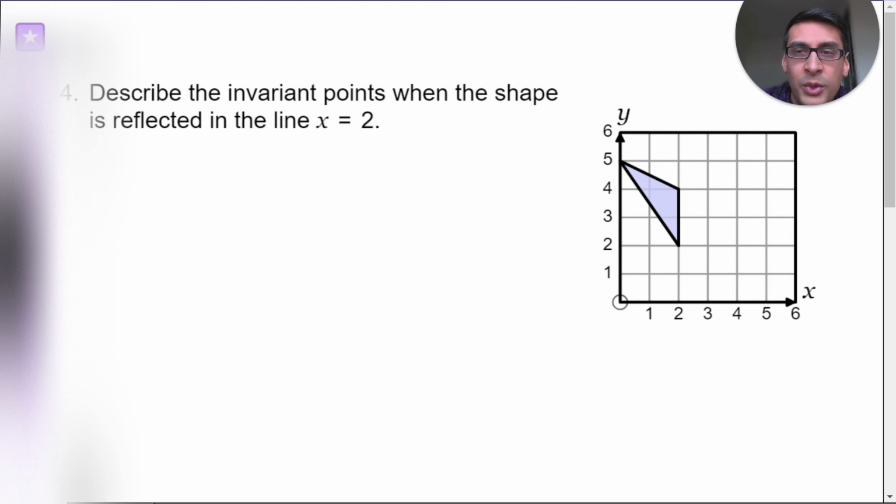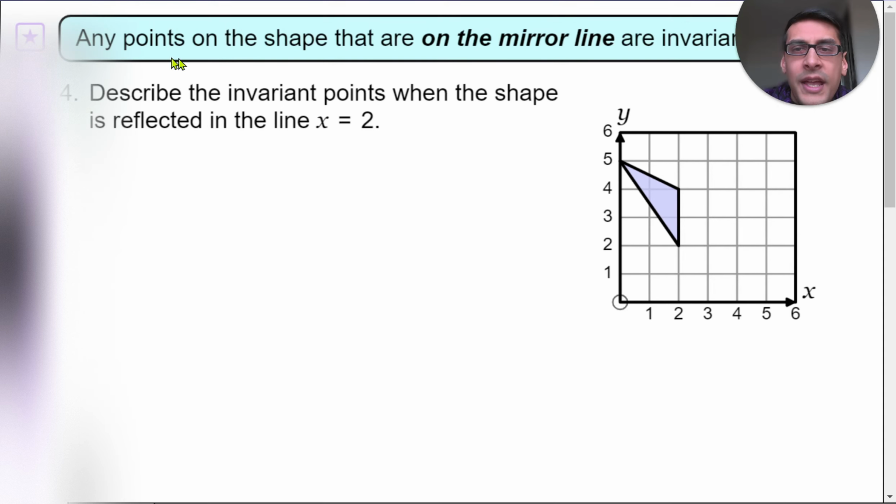Here's a second example here. Any points on the shape that are on the mirror line are invariant, so we already know that. And what we want to do is just reflect this shape in the mirror line there.